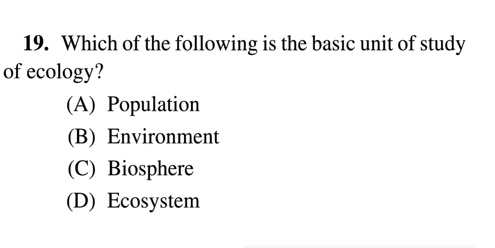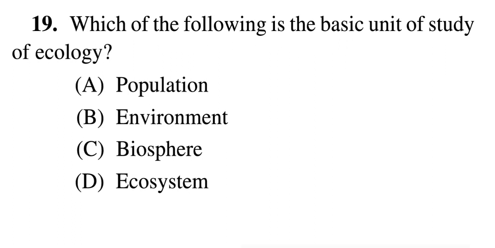Number 19, it says, which of the following is the basic unit of study of ecology? So from the question itself, we can make out this question is related to environment and ecology. Which of the following is the basic unit of study of ecology? Population, environment, biosphere, ecosystem. So correct answer will be ecosystem is the basic or the fundamental or intrinsic unit of study of ecology.